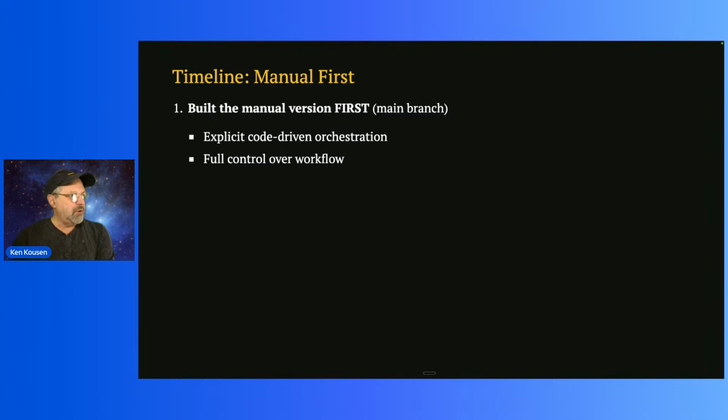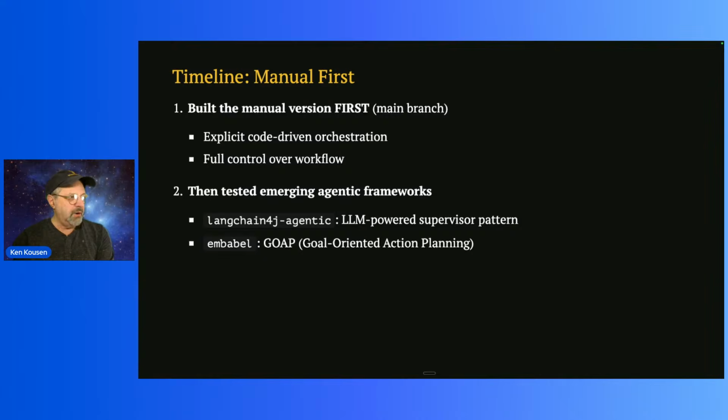So I'll show you the manual version first, which is on the main branch. Everything is code driven, full control over the workflow, and then the two separate agentic frameworks. Now, when I did the manual one, I did use LangChain4j. I started off in a much earlier version of LangChain4j, but everything's been updated to 1.10, the latest version that's out now. So that's there.